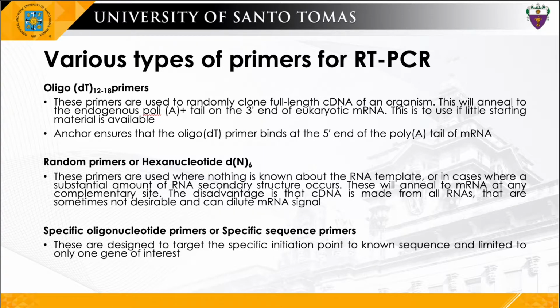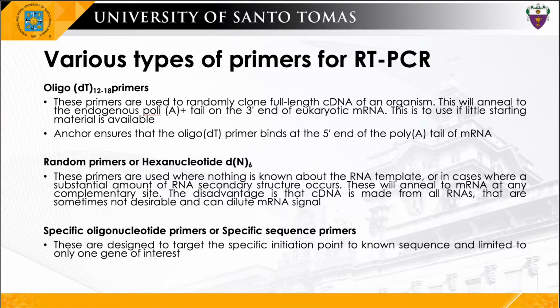The next are random primers, or what they call hexanucleotides. These primers are used when nothing is known about the RNA template, or in cases where there's a substantial amount of RNA secondary structure in the specimen. They will anneal to mRNA at any complementary site. So these random primers bind less specifically to the template, with multiple primers attached to one strand. Then amplification progresses towards the 5' end from each primer, terminating whenever the point of replication from another primer is reached.